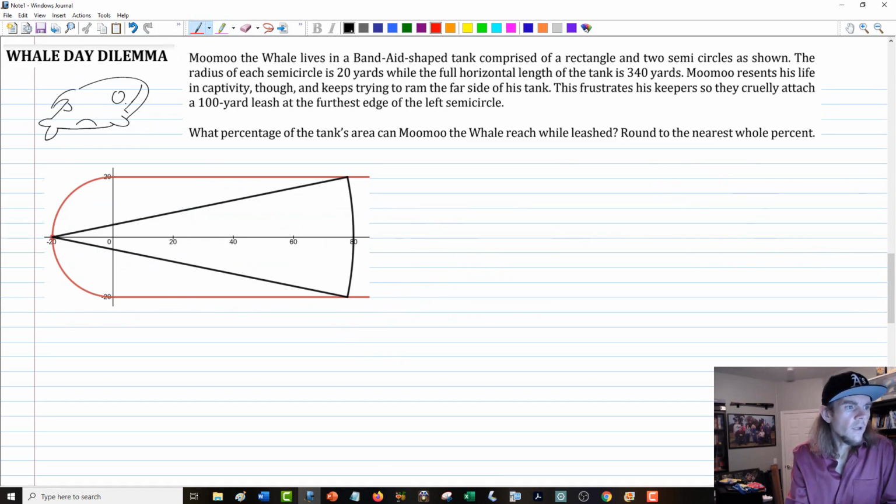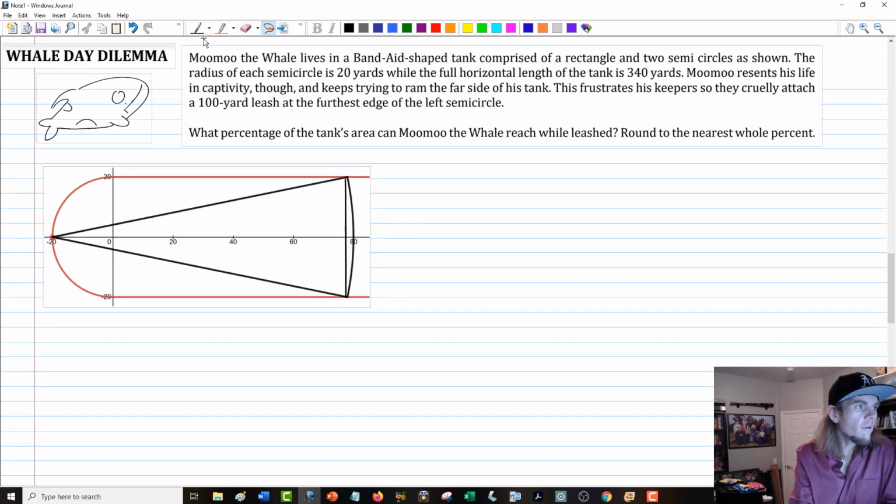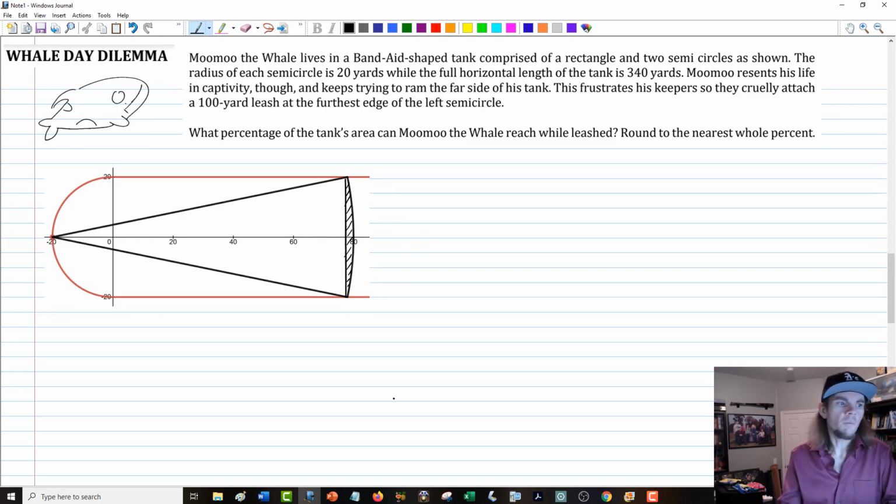So here is our piece. We are focusing on trying to find the area of this section right here. We want to find the little area right there, what's called the segment of the circle. And to do that, we're going to use a lot of different little pieces.